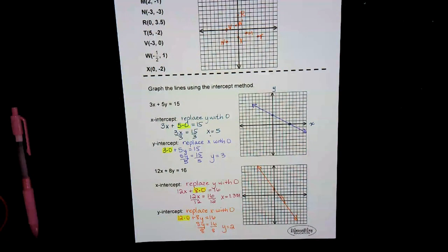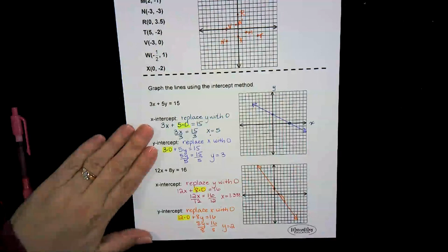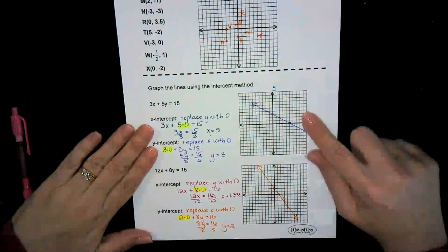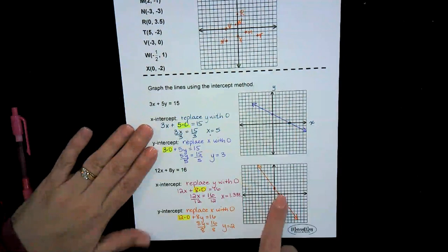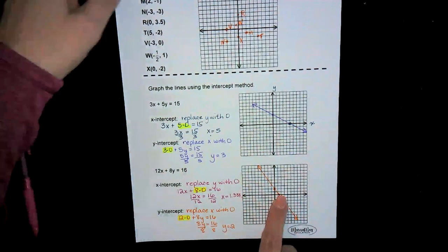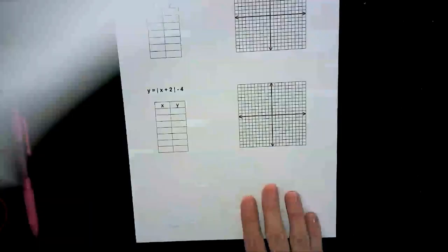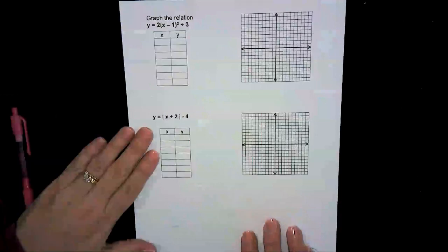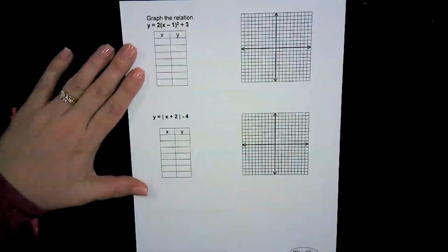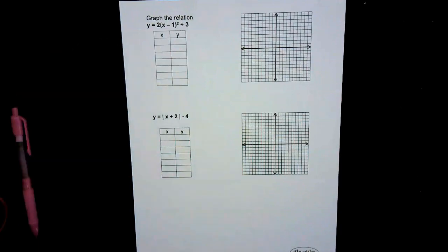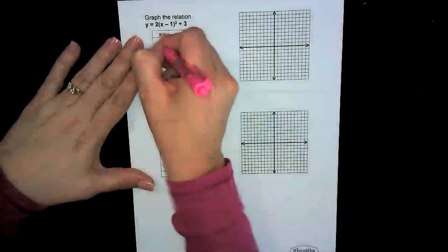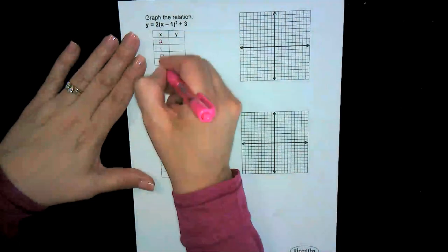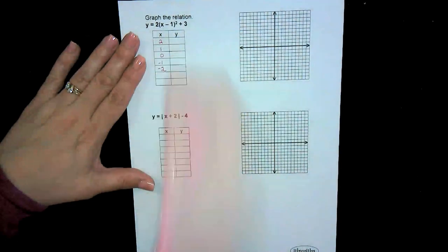Now, is this the most effective method to graphing a line? Sometimes. This one is really effective because it landed right on the exact points. This one had a fraction. That's a little harder to graph. Okay. So another method that we can use besides the intercept method is just to use a table. And what you do here is you just choose some x's and you go solve for some y's. Let me show you what I mean by that. I'm going to choose some positive x's. I'm going to choose 0. And I'm going to choose some negative x's.